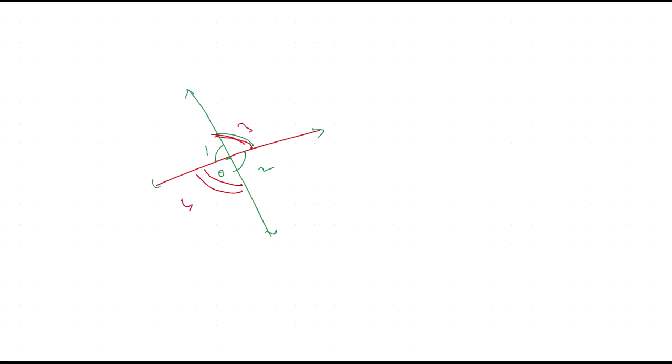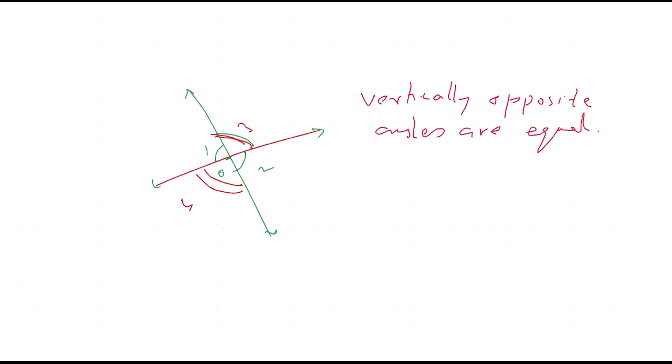All of you please write this one. Vertically opposite angles are equal. That means angle 1 is equal to angle 2. Angle 3 is equal to angle 4. This is an important theorem, not axiom. We have to prove this one.